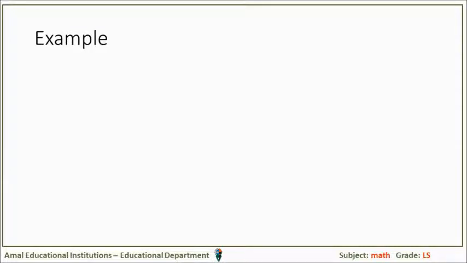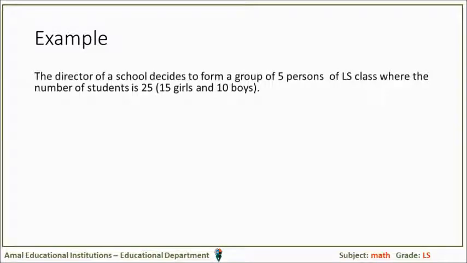Here we have an example on combination. The director of a school decides to form a group of 5 persons of a life science class, where the number of students is 25. We have here 15 girls and 10 boys in this example. The number of possible groups is C5 out of 25, since we are choosing 5 out of 25 at the same time, which is 53,130.